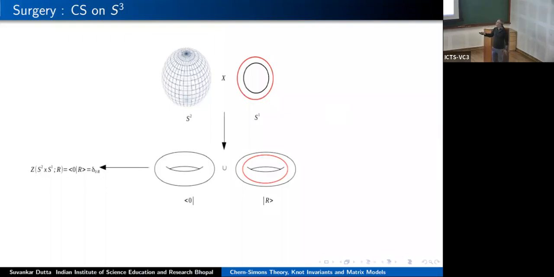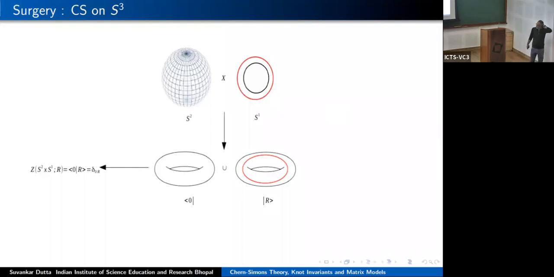So this gives you the expectation value of the Wilson loop in S2 cross S1, where this Wilson loop is along S1, and that is given by delta zero R. If you consider the partition function, meaning no Wilson loop, you put the representation R to be the trivial representation. Then that will give you the partition function of Chern-Simons theory on S2 cross S1, which is 1. So this is how you can take other Wilson loops also to get expectation values of Wilson loops in S2 cross S1. But let's consider this one only.